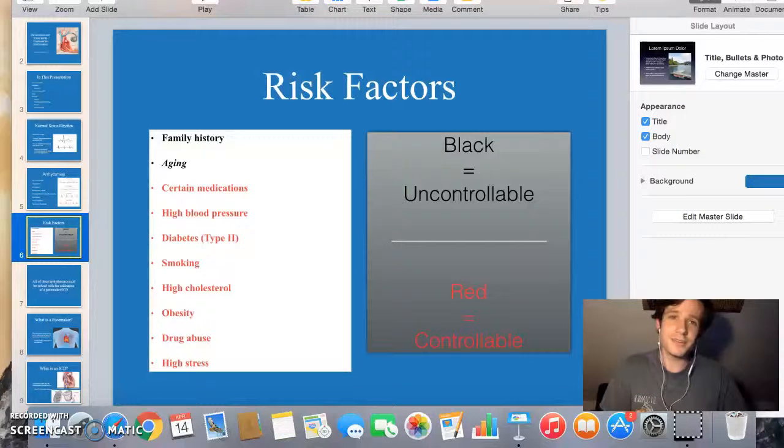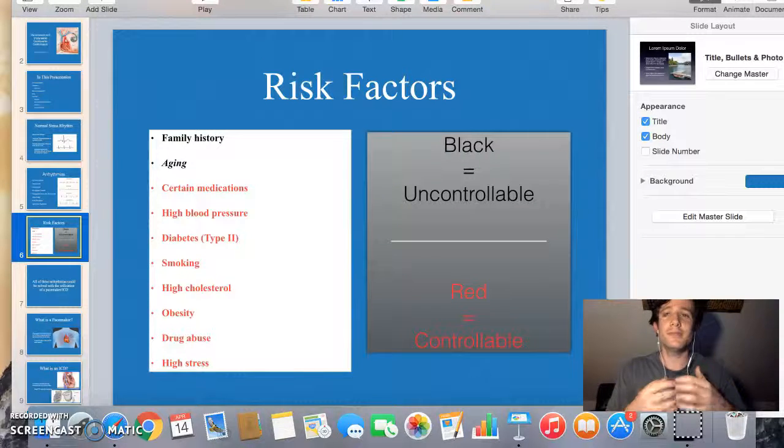So what are the risk factors for these arrhythmias? So in black, I've put the risk factors that we cannot affect. And in red, I've put the risk factors that are from lifestyle choices. So in black, we see family history and we see aging. Aging is one of the most important ones because as you age, you lose many of the cells in your sinoatrial node, and that can cause arrhythmias.